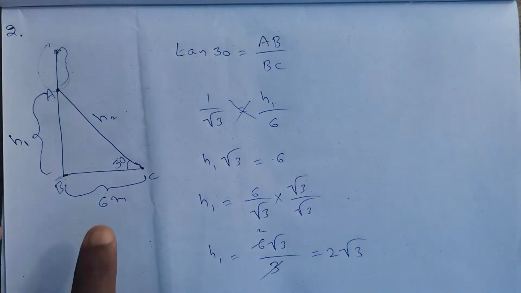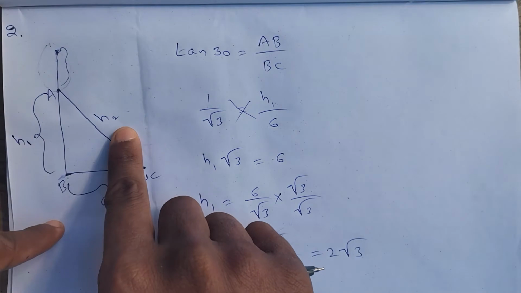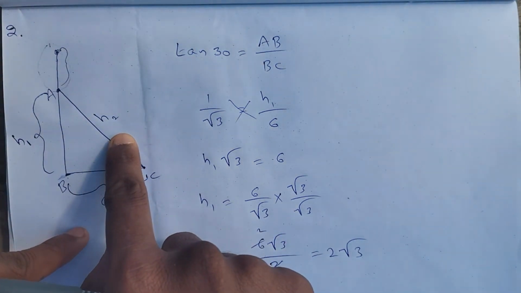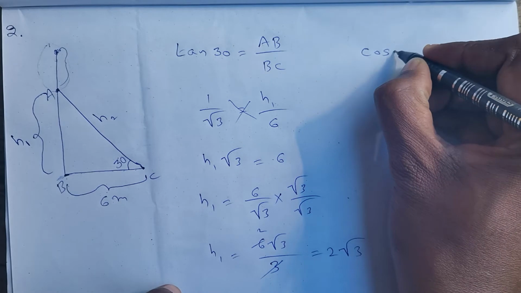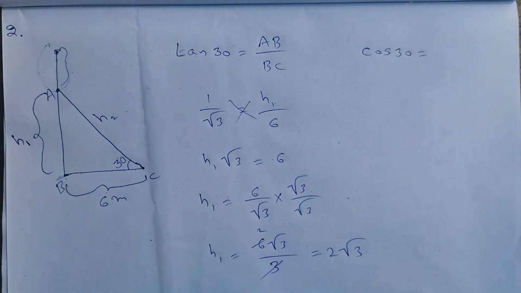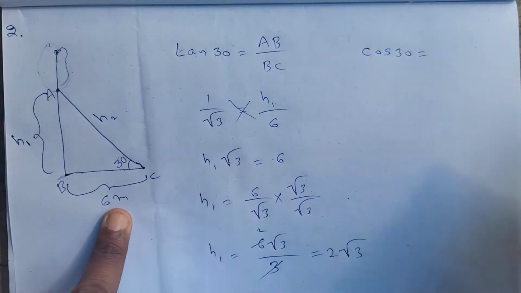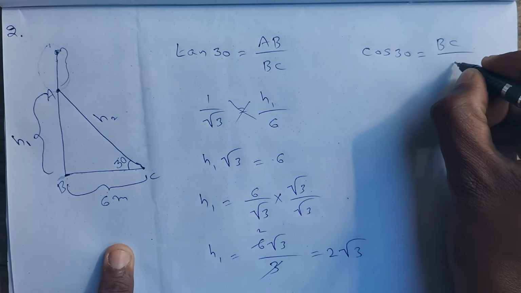Observe it. Angle is there, adjacent is there, hypotenuse is there. Angle, adjacent, hypotenuse. Which trigonometric ratio deals with this? Cos and secant. So I am going with cos. Cos 30 is equal to adjacent by hypotenuse. Here adjacent is BC divided by hypotenuse is AC.